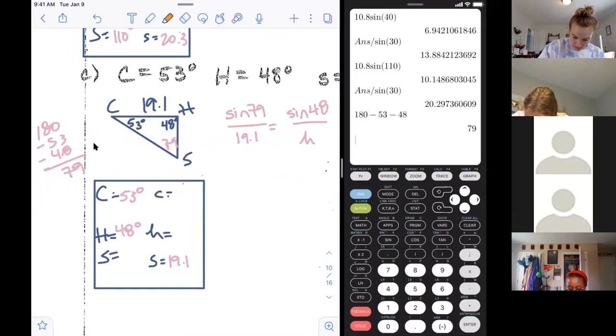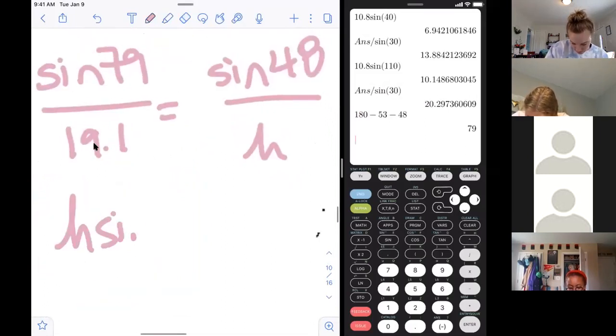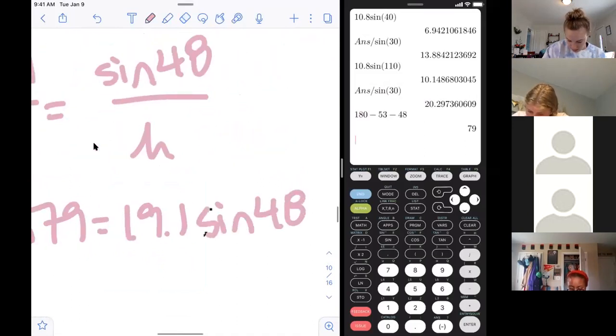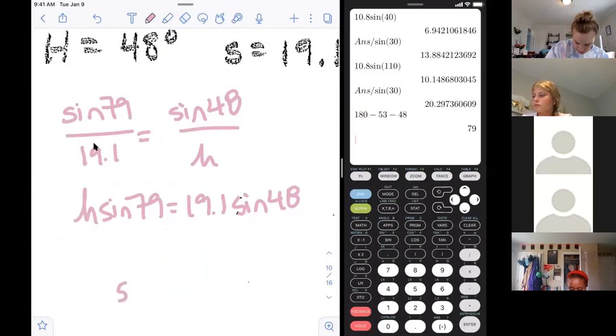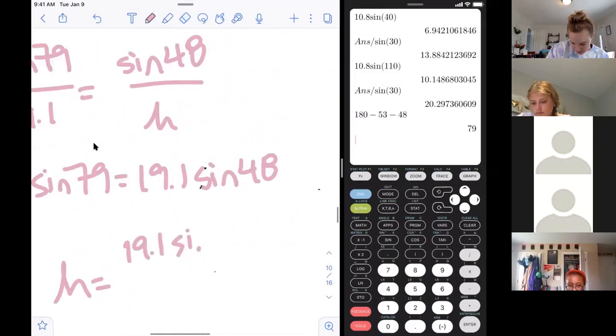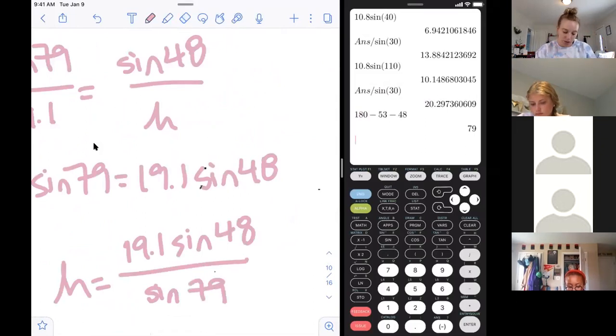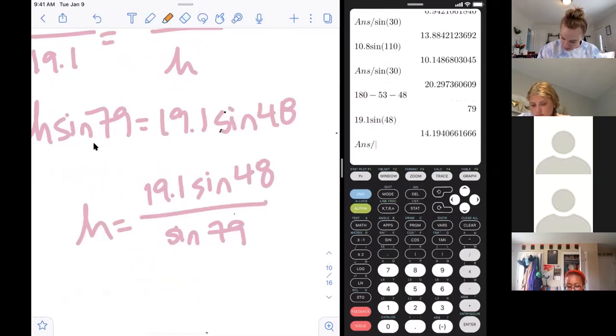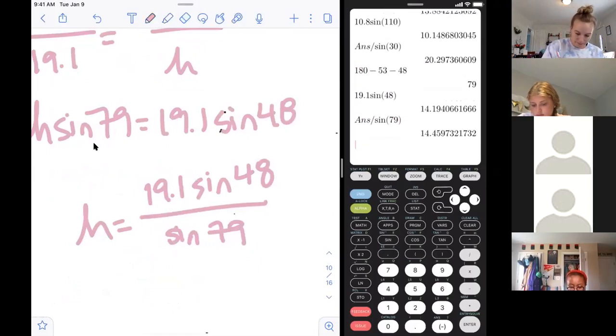All right. Little h sine of 79 equals 19.1 sine of 48, divided by sine of 79. 19.1 sine of 48 over sine of 79. Make sure you don't lose your sine in the denominator. I did once last period, and it's going to make a big difference. So just make sure you don't lose that sine ever. 19.1 sine of 48 divided by sine 79. I get 14.5.